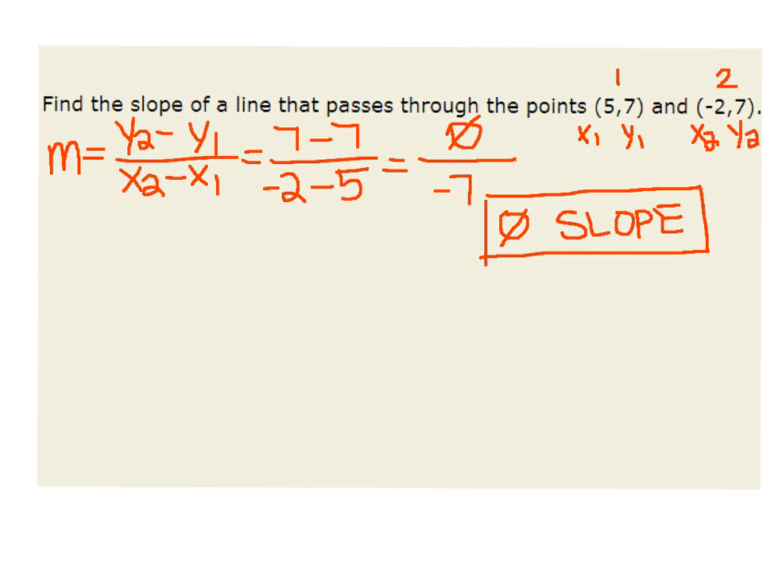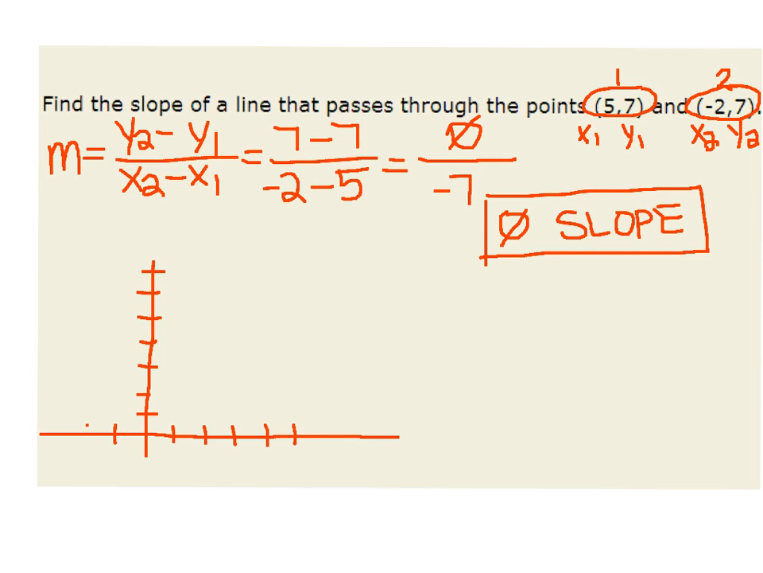Now it seems odd, but you can prove this to yourself and see why that's perfectly okay by just drawing a little sketch and plotting these 2 points that we used to find the slope. Alright, so we're going to plot (5, 7), so we go 5 out in the x direction and 7 up in the y direction. We get this point here. Our second point, we go 2 in the negative direction on our x, and then we go up 7. So that gives us this point here.